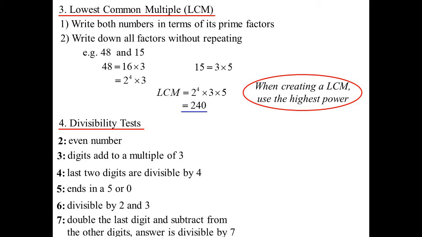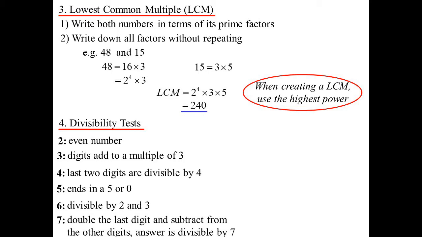Give me a number that 7 goes into. 49. Okay, I was thinking maybe a bigger one, but it'll work. 49, so what did we say? Double the last digit. The last digit's 9. Double it, we get 18. Subtract from the other digits. Well, the other digits is 4. We end up with negative 14. And 7 goes into negative 14. So that is how you test whether a number is divisible by 7. Not one of the ones people tend to remember, that one.